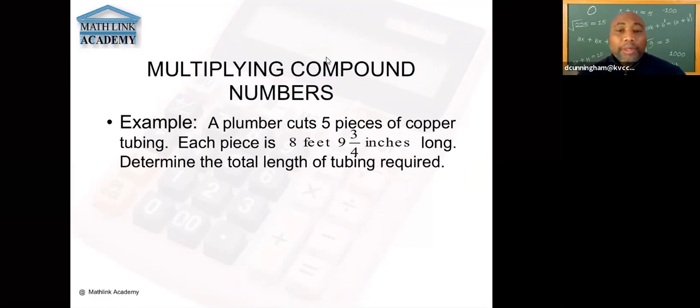So let's say a plumber cuts 5 pieces of copper tubing. Each piece is 8 feet, 9 3/4 inches long. Determine the total length of the tubing required. If you read this problem, we need to multiply that 8 feet, 9 3/4 inches. We're going to multiply 5 into each of those units, and then we're going to simplify our answer. So let's look on our whiteboard at how to do this problem.